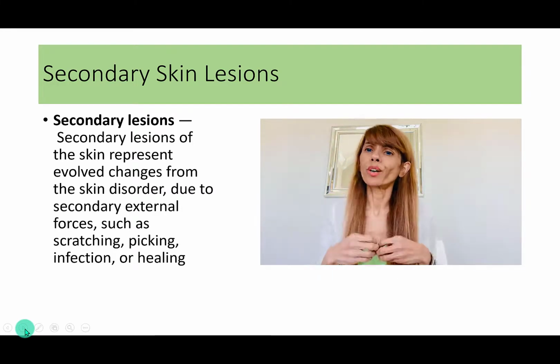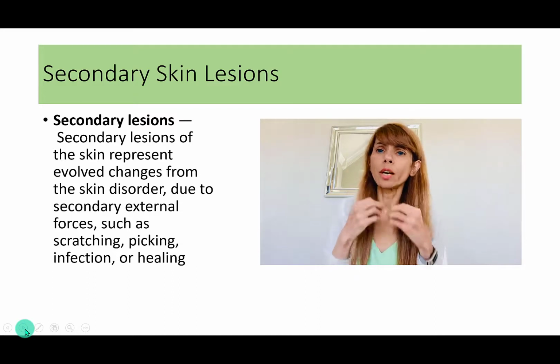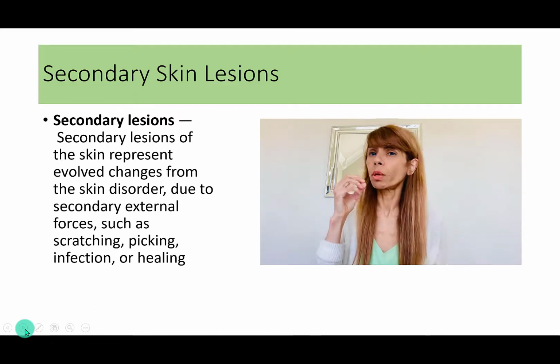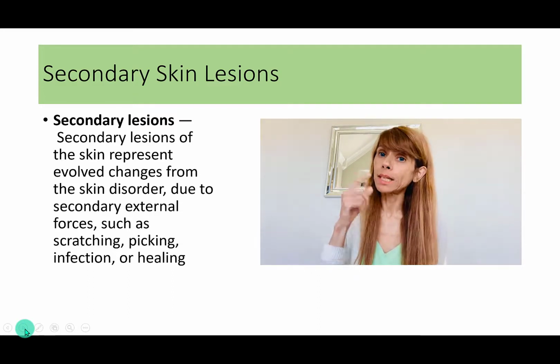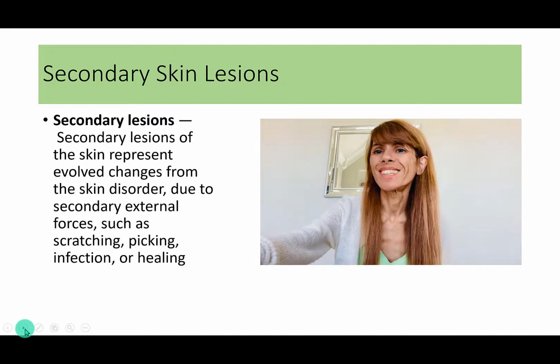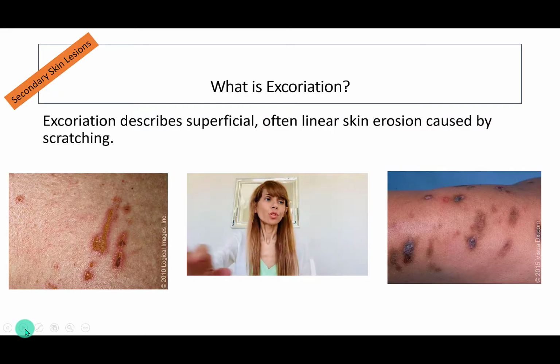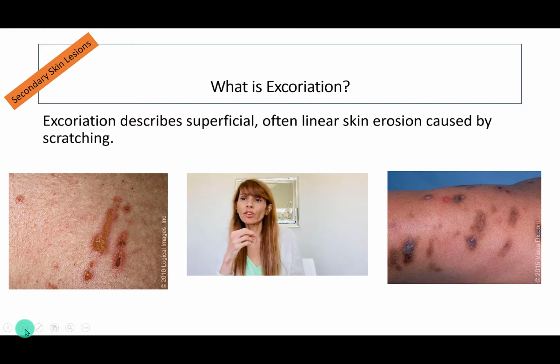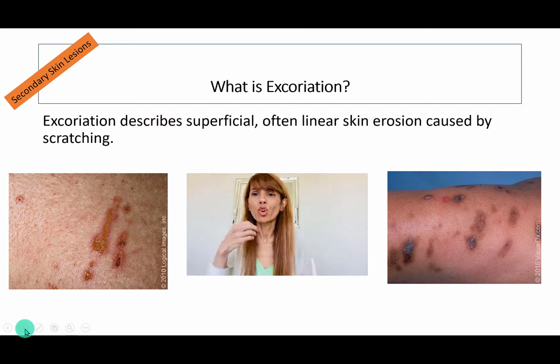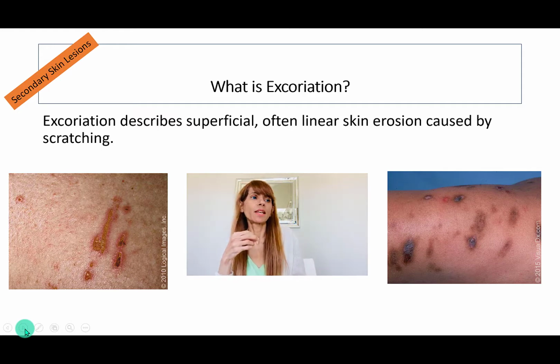So now we move on to the secondary lesions, which are not present on the mind map, but we will just briefly describe them just to be able to identify them. So what is excoriation? Excoriation is basically a superficial, often linear skin erosion caused by scratching.